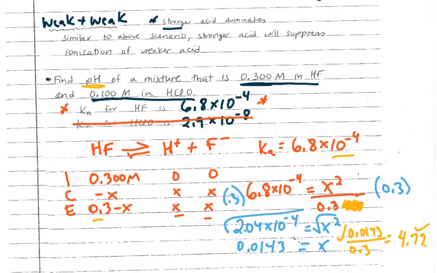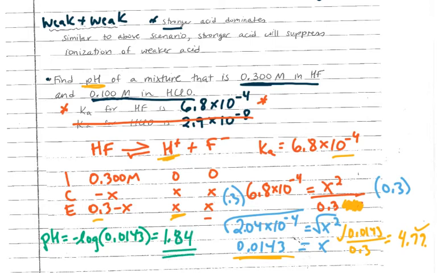We need the pH of this mixture, so we need the negative log of the hydrogen ion concentration, which is x, which is this number here. So the pH is the negative log of 0.0143, and the pH is 1.84. All right, which makes sense. 1.84 is an acidic pH, and this is an acid, so we would expect it to have an acidic pH. Just common sense checks right there.